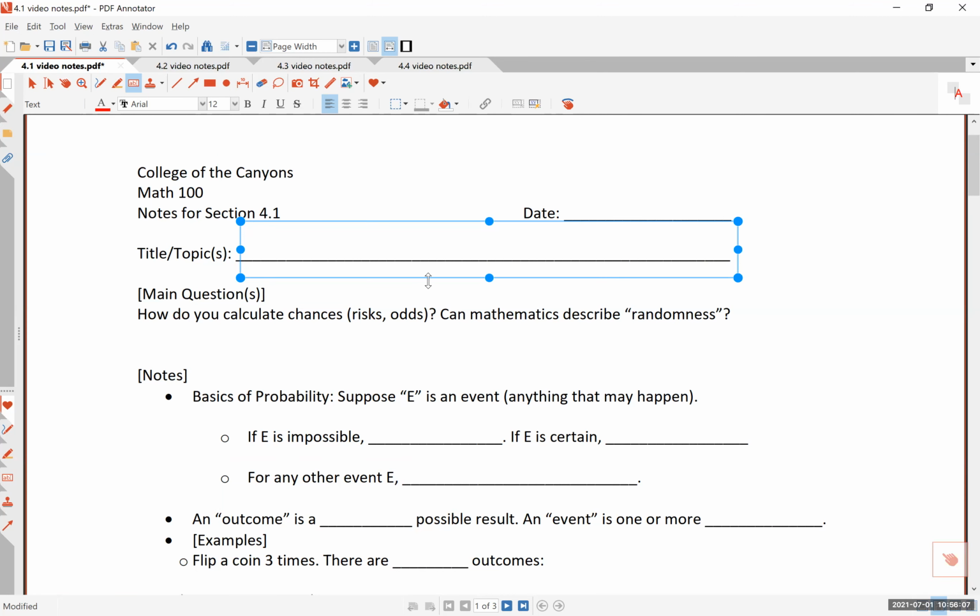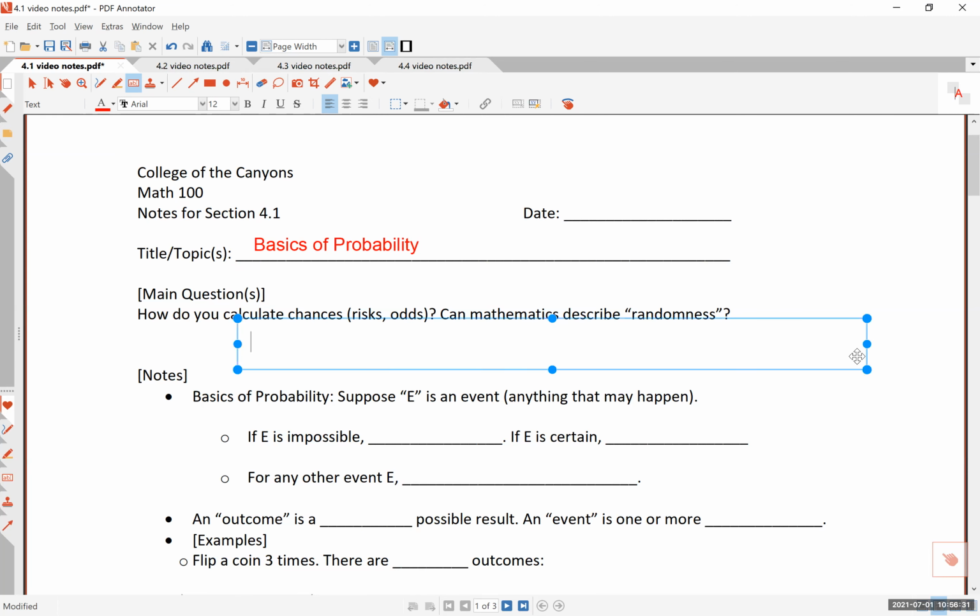All right, chapter 4 is about probability, and in section 1, we will study the basics of probability, right? Okay, so what is the main question that we are going to ask today? How do you calculate chances, risks and odds? Can mathematics describe randomness? And those are the things that we will be asking. And I would say in the last 300 years or so, starting with people like Pascal and mathematicians who were interested in lotteries and gambling and so on, probability theory as a branch of mathematics has been developed quite extensively.